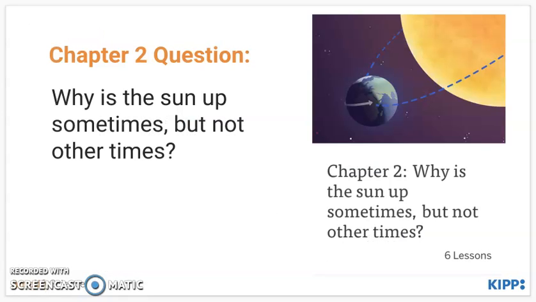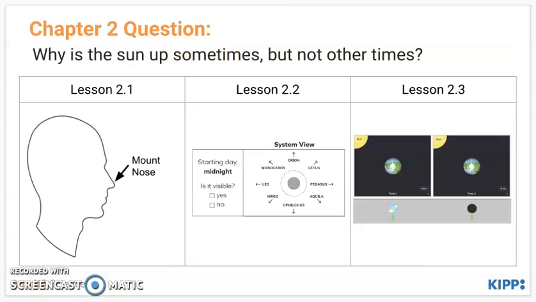Chapter 2 introduces the question, why is the sun up sometimes but not other times? Lesson 2.1 introduces students to the new chapter question. Students are also introduced to the Mount Nose classroom model, where they imagine what they would see in the sky when their heads are Earth and they are standing on their nose to demonstrate how the Earth's spin relates to the pattern of when we see the sun and when we see other stars.